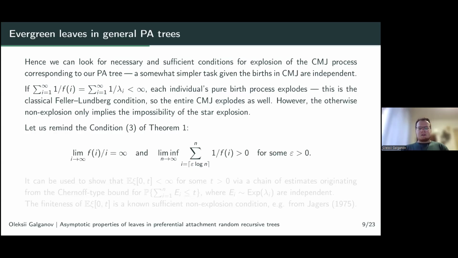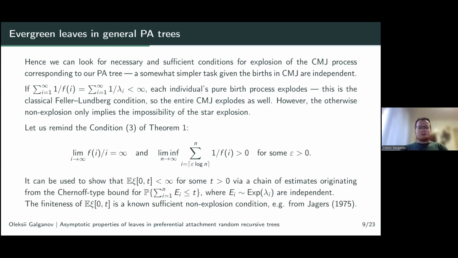And let us recall condition 3, which we had in the previous theorem. The way we can use it is to show that the expectation of the number of births of this pure birth process in some interval is finite, and we can do this via a chain of estimates using a Chernoff type bound for sums of independent exponential variables. And this finiteness of this expectation is a known sufficient condition for an explosion, which, for example, was derived by Jagers himself.